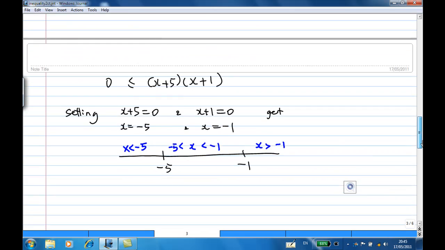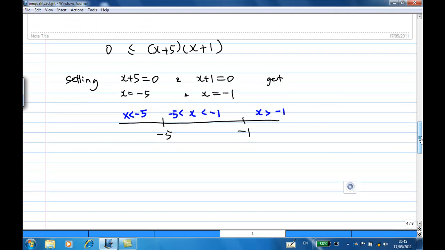Now x squared plus 6x plus 5 can be factorized as x plus 5 multiplied by x plus 1. So how do we solve the inequality? Setting x plus 5 equals 0 and x plus 1 equals 0, we get x equal to minus 5 and x equal to minus 1. So the whole real number line is partitioned into 3 parts: x less than minus 5, x between minus 5 and minus 1, and x greater than minus 1.